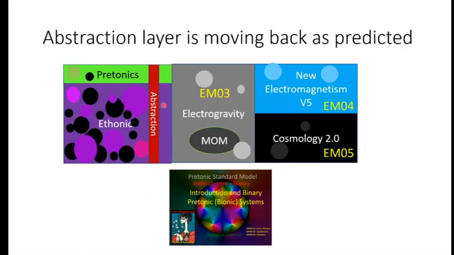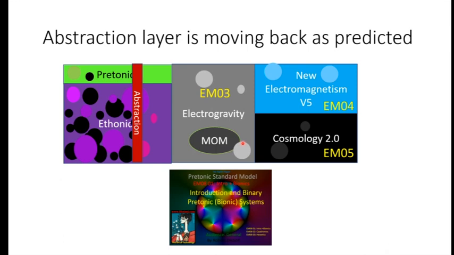Because of this abstraction layer, as we move up and do more of the work here and more of the work here, we're going to uncover pieces of the puzzle back in the ethonic layer. And that's what in fact just happened. We're going to be moving that abstraction layer back as we fill in these missing pieces, and we're going to apply the patches as we go forward.